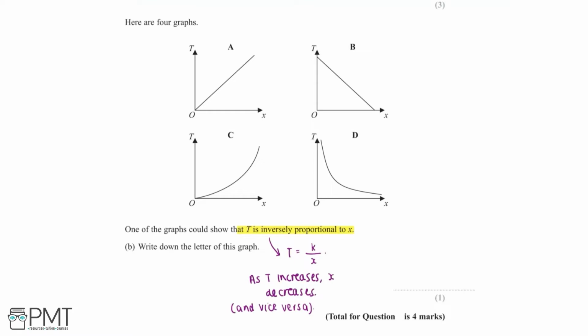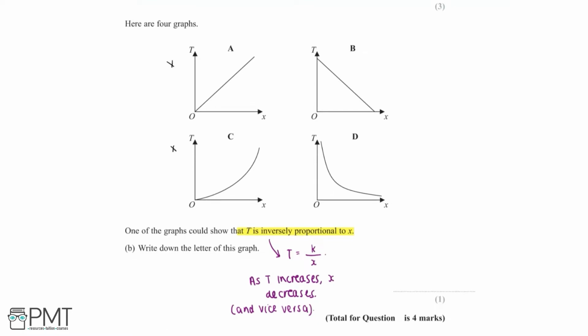Now we can answer part B using elimination. Looking at graphs A and graph C, we can see that as t increases, x also increases. So automatically we can see that graphs A and graph C do not show inverse proportionality. Now we can look at graph B and graph D. So in graph B, we can see that as t decreases, x increases, and in graph D, we can see the same.